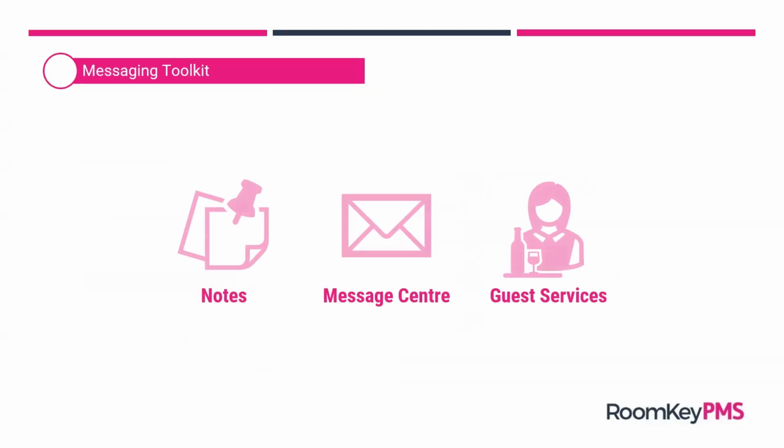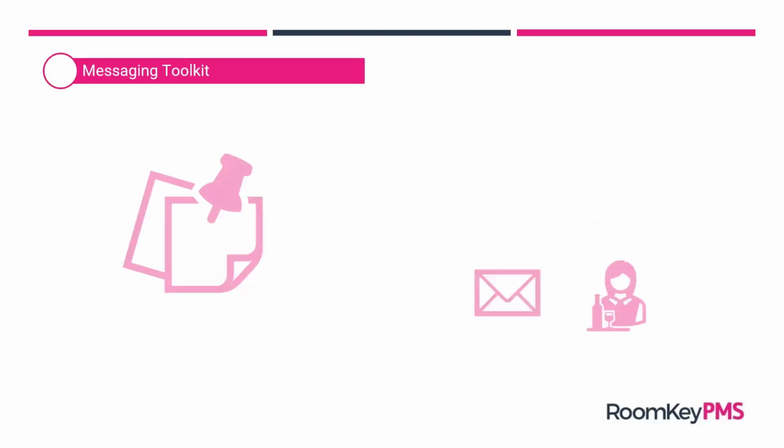So diving right in, let's take a look at our messaging toolkit. The 3 main or broad categories of tools that we'll be looking at today are the Notes, Message Center, and Guest Services. Now, the largest category is Notes, so we're going to talk about that one first.